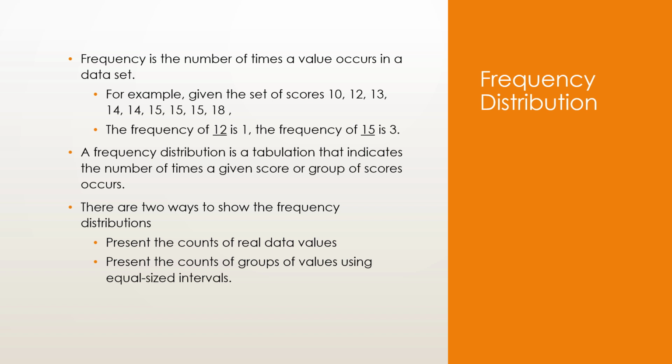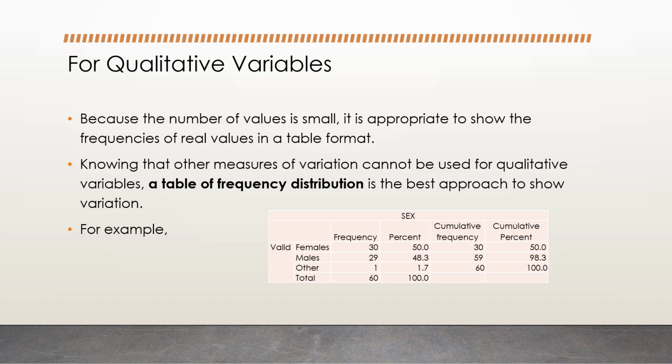For example, in the age variable, the frequency of 12 is 1, the frequency of 14 is 2, and the frequency of 15 is 3. Tabulating these counts gave us a frequency distribution table. For qualitative variables, where the number of possible values is usually small, frequency tables are the best way to summarize variations. For instance, if a data set has 60 students with 30 girls, 29 boys, and 1 student identified as non-binary, the frequencies and the percentages can be presented in the table like this.